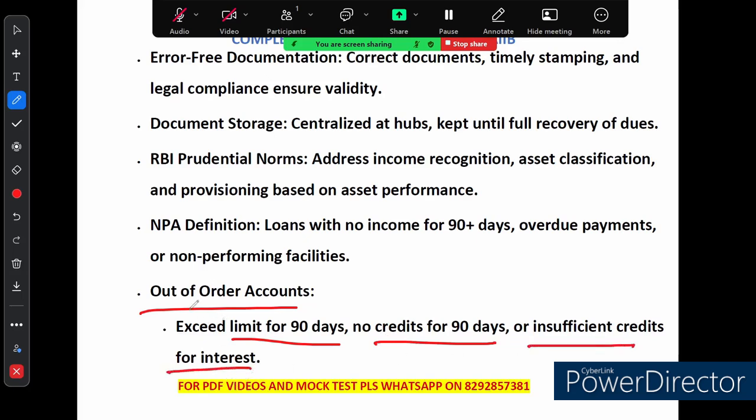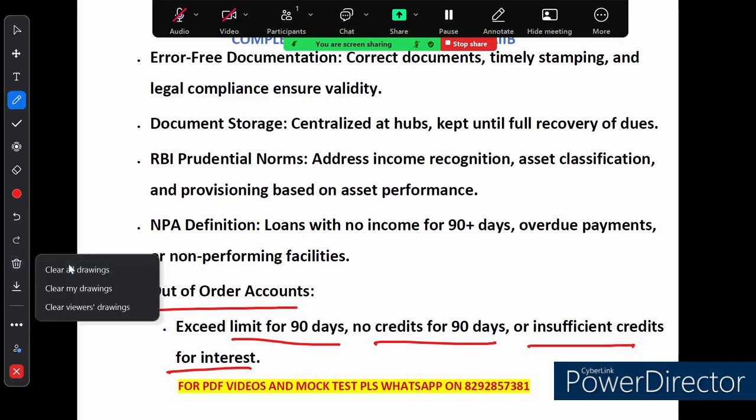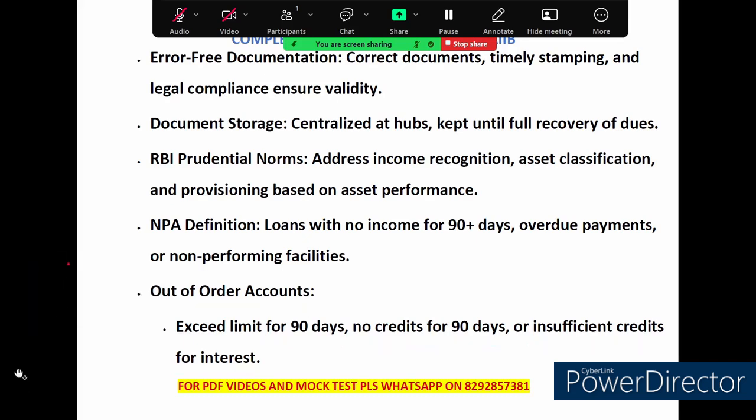So what is NPA? NPA is such a type of loan where no income has been received for over 90 days, payments are overdue, or the loan is not performing. And out of order means the loan exceeded its limit for 90 days, there is no credit for 90 days, or insufficient credit for interest.